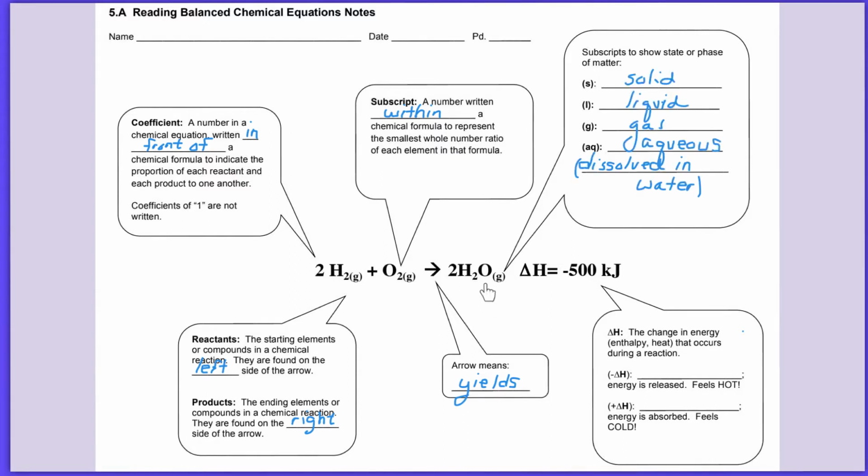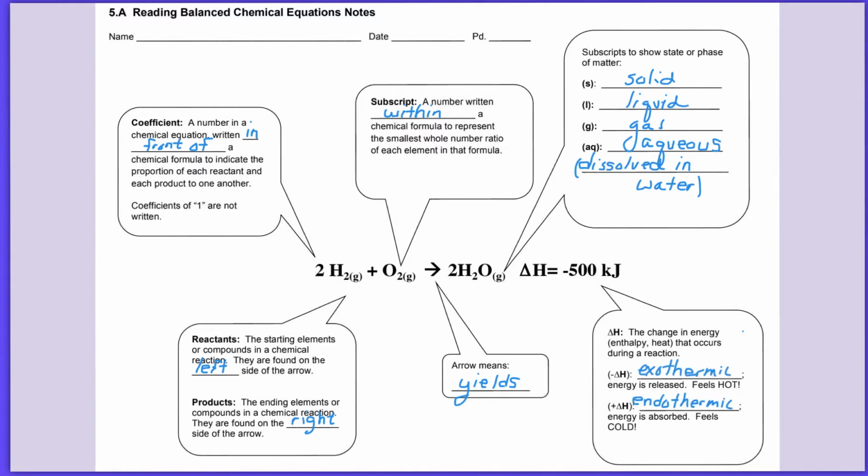These lettered subscripts right here are just showing the state of matter. So if that subscript is an S, it's for a solid, an L is for a liquid, G is a gas, and if you see AQ, that means aqueous, which means it's a substance that's dissolved in water.